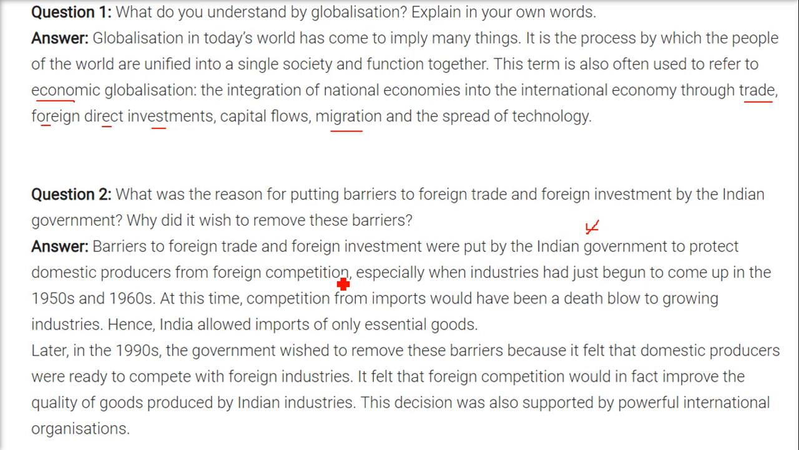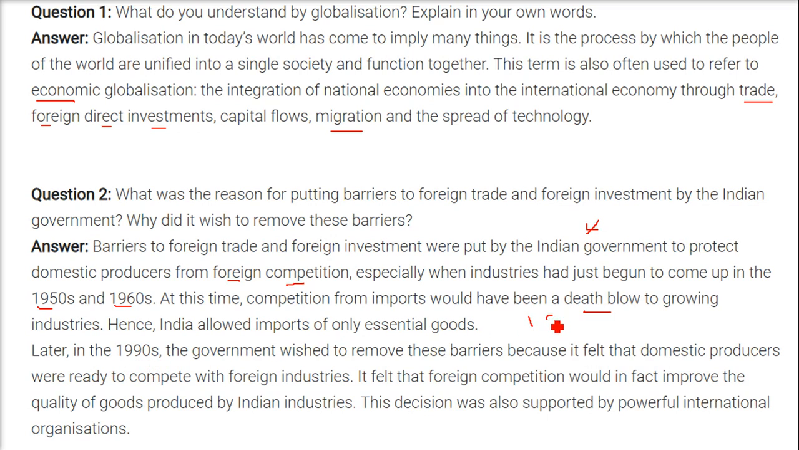So to protect these domestic producers from foreign competition, because foreign countries and foreign economies were already developed at that time. Most of the countries were developed. So to protect the domestic producers, especially when industries had just begun to come up in the 1950s and 1960s. At this time, competition from imports would have been a death blow, a catastrophe to growing industry in India. Therefore, India allowed imports only for very essential goods, nothing else.